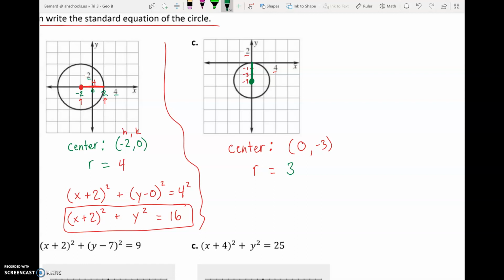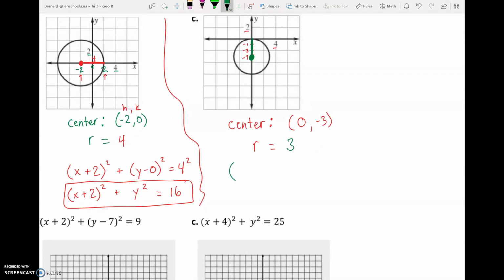And so now we can write this equation. Remember, it's an x minus the x value. So x minus 0, parentheses, don't forget the square. And then we'll put a plus, and then it'll be y minus the y value. And this is y minus -3. So that's where we'll see a y plus 3. It's always the opposite. Don't forget the square. And then it equals our radius squared, right? Our radius is 3, so 3 squared.